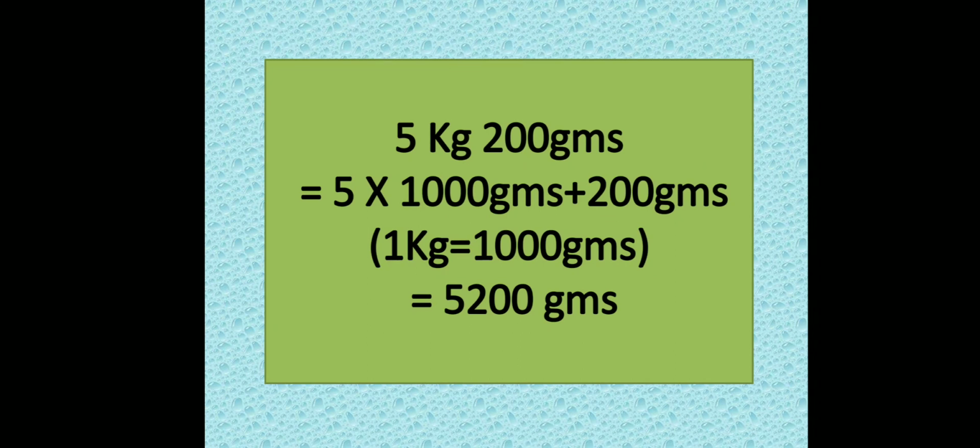Now convert 5 kilogram and 200 grams in grams. So to convert it into gram, we can write it as 5 kilogram and 200 grams is equal to 5 into 1000 gram plus 200 gram, because 1 kilogram is equal to 1000 gram. Thus it is equal to 5200 grams. Hence 5 kilogram and 200 gram is equal to 5200 grams.